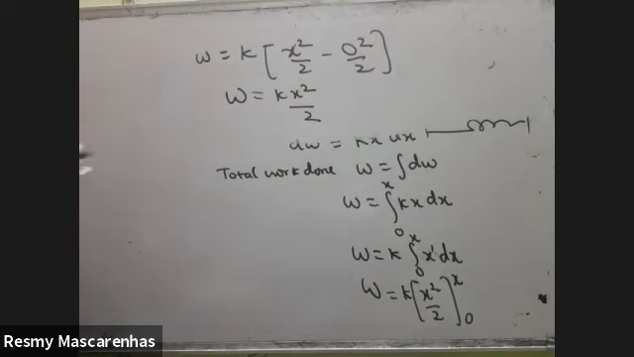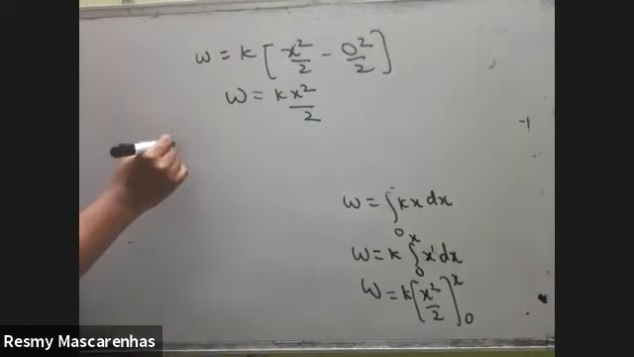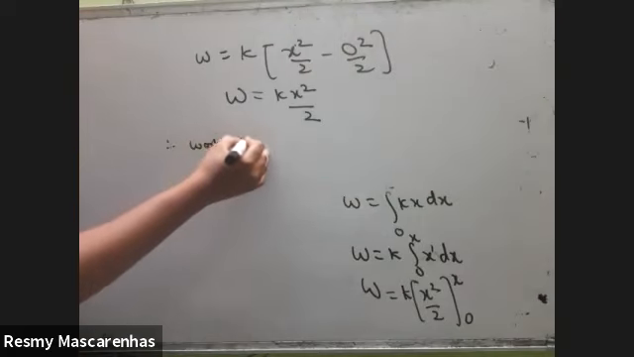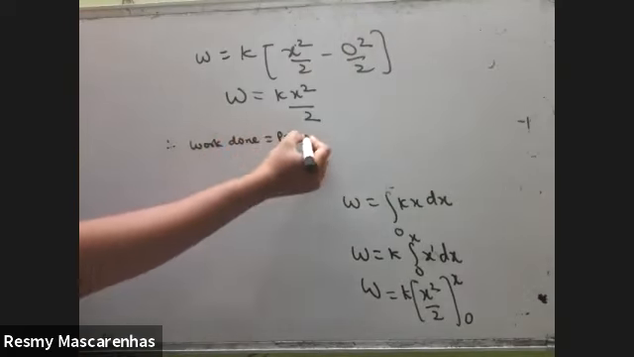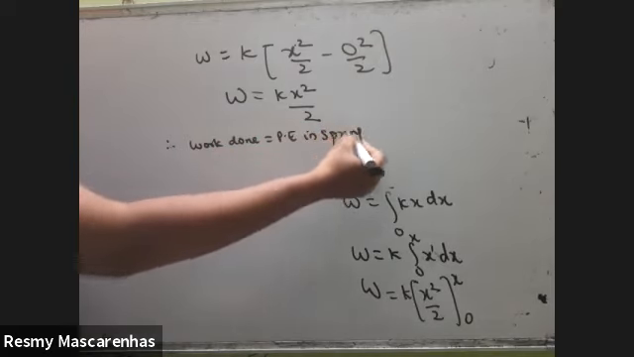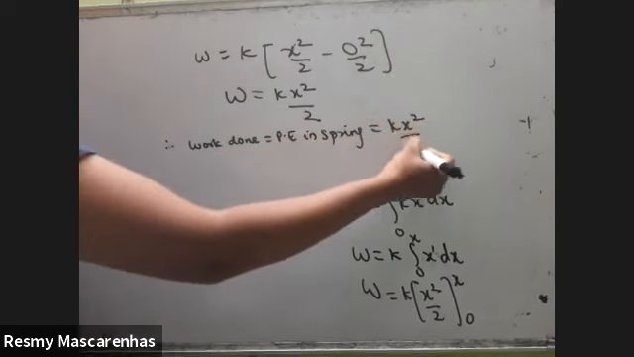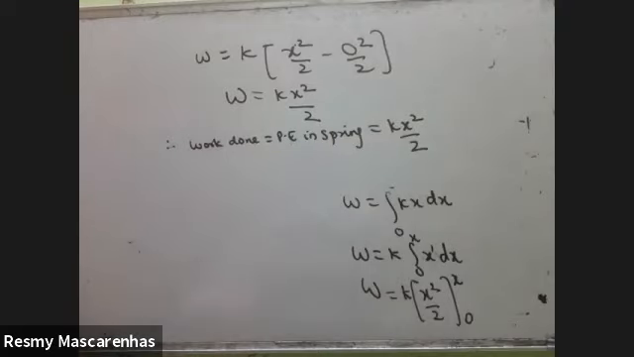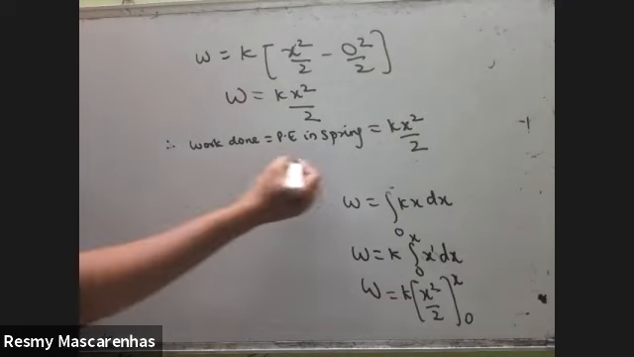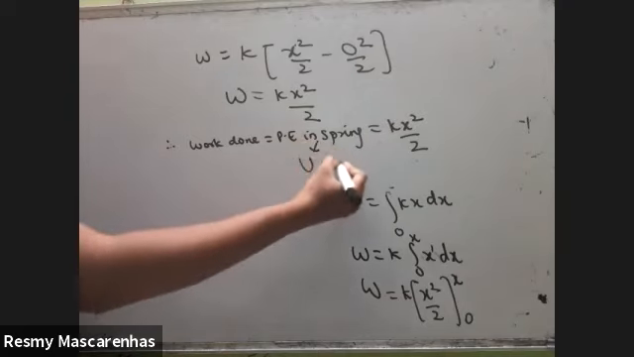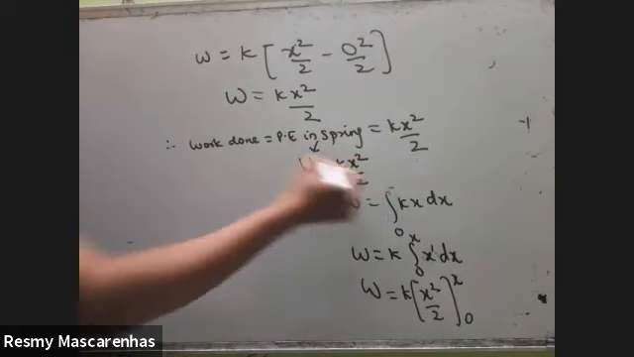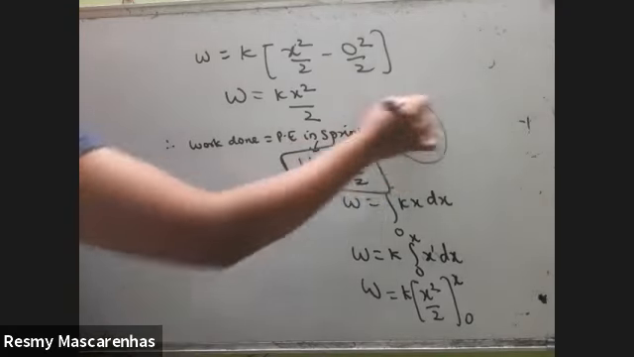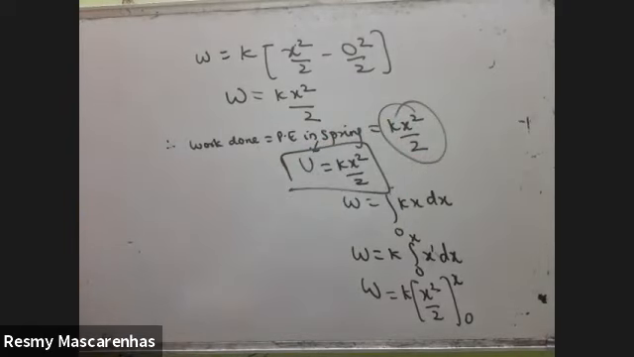So this work done is stored as potential energy. Sometimes they use this letter U, potential energy in a spring. If your teachers don't use it, leave it. But this is the main thing: kx square upon 2. So this is the potential energy for a spring.